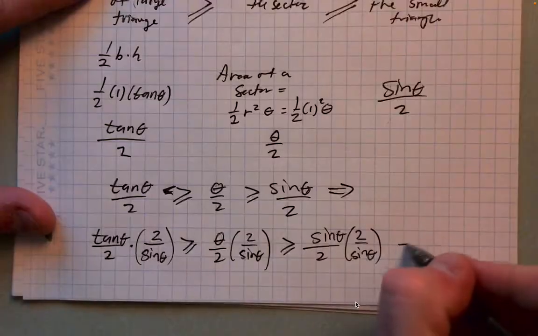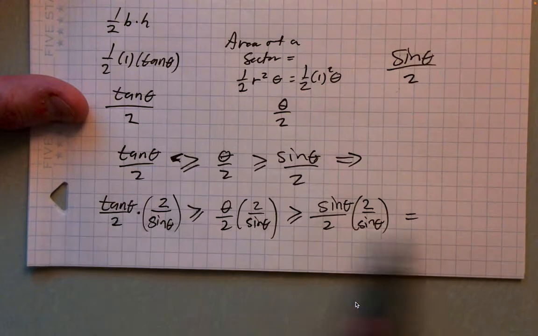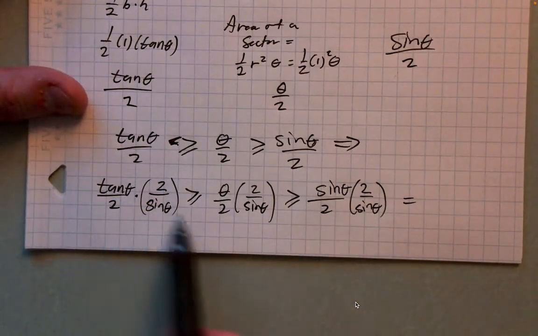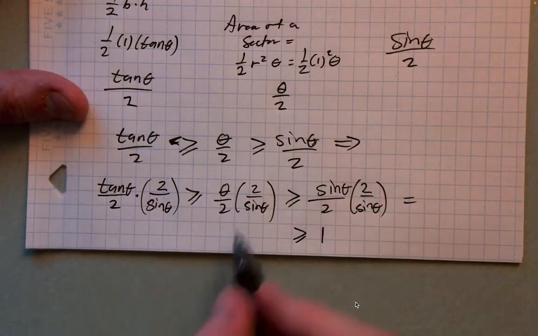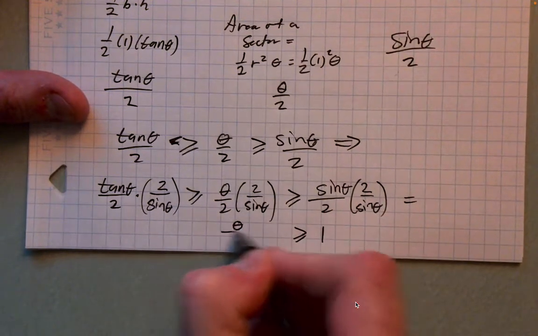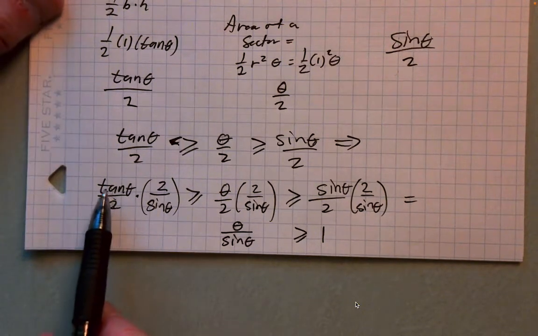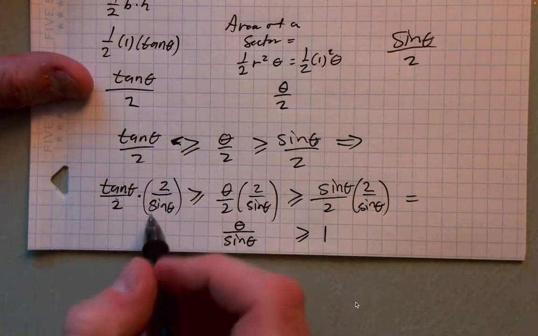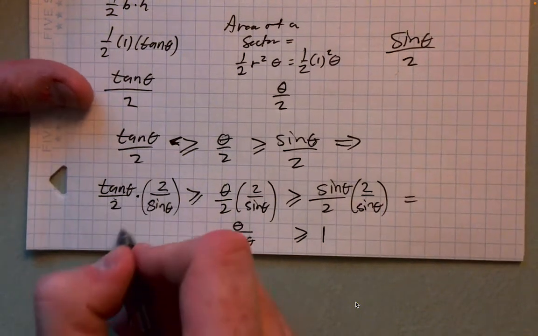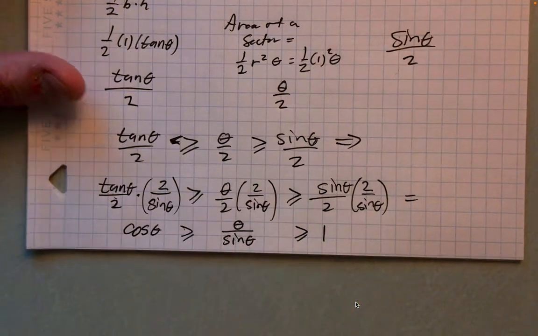Now what happens when I do all of that? Off to this side, obviously you get 1. In the middle here, you get theta over sine theta. And what do we get here? Well, remember, tangent is cosine over sine, so you can cancel out the sines, and you get cos theta here.